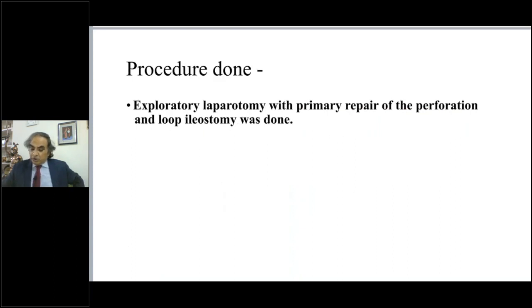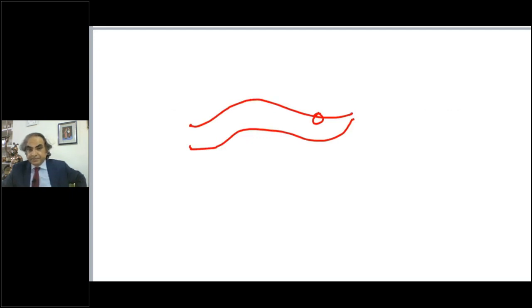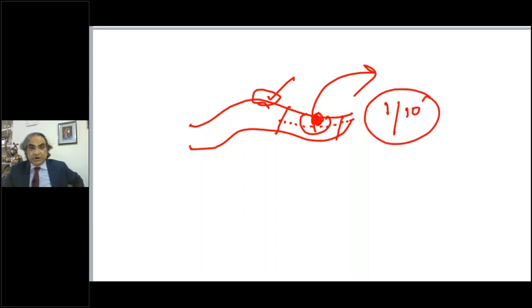Now, if I have a perforation here, I have an option to repair it and bring this out as a loop ileostomy. I also have an option to bring this out as a loop ileostomy, because usually in enteric perforation, you have a segment of gut which is not healthy. So it is better to make sure that you're not leaving some invisible perforations. It is said that for each one that you see, it's ten that you miss. So a lot of these patients come back with another leak sometime later. A proximal ileostomy can be a good option in that case, because it will keep the segment without pressure.